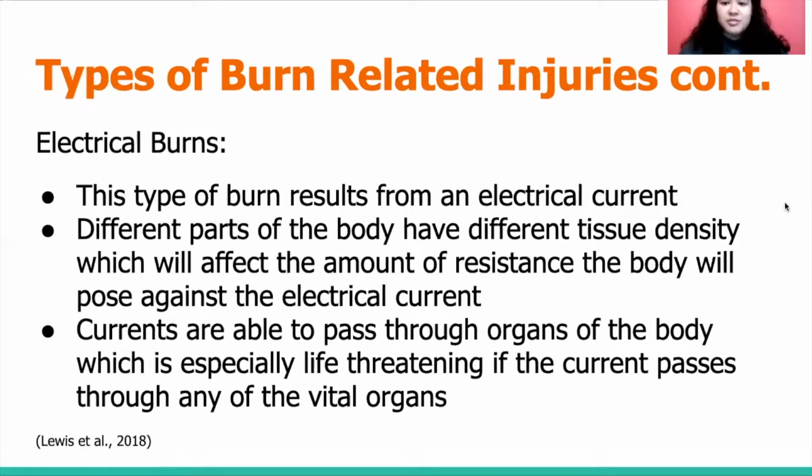So we have electrical burns. This type of burn results from an electrical current. Different parts of the body have different tissue density, which will affect the amount of resistance the body will pose against the electrical current. For example, bones have a higher density than blood vessels. Currents are also able to pass through the organs of the body, which is especially life-threatening if the current passes through any of the vital organs, such as the heart, kidneys, or even the lungs. Severity will depend on voltage, resistance, and duration of the exposure.